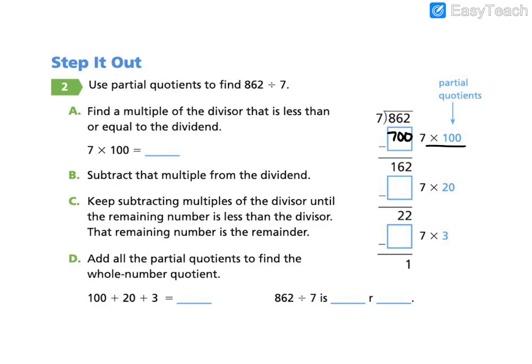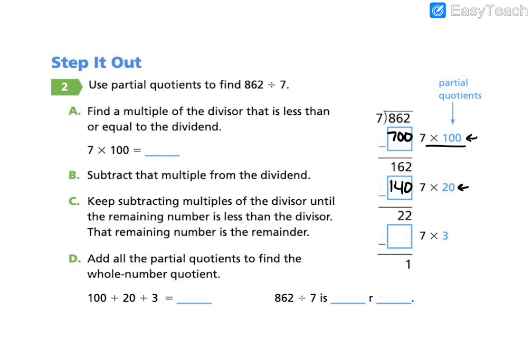Now, to the side, we would write this equation: 7 times 100. 100 is our partial quotient over here. Okay, we're left with 162. We have to keep going. We have to keep finding these partial quotients, or partial dividends here. Again, it gave us our partial quotient of 20. 7 times 20 is 140. We're looking for that close multiple. 162 minus 140 is 22.